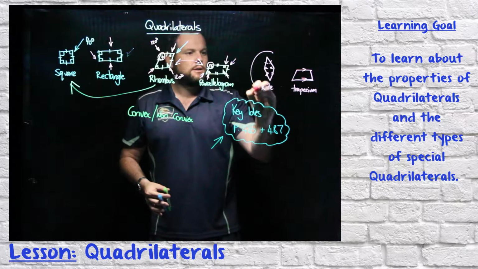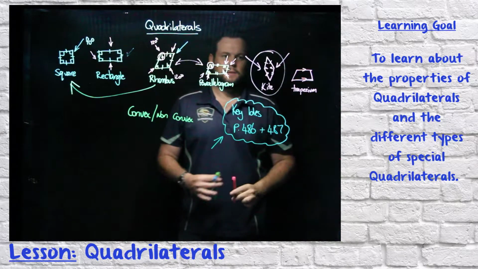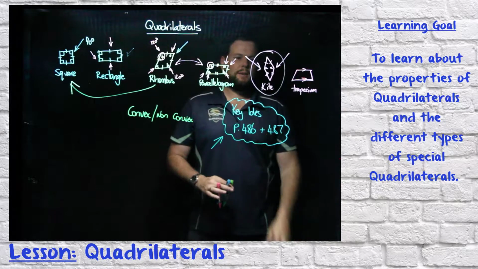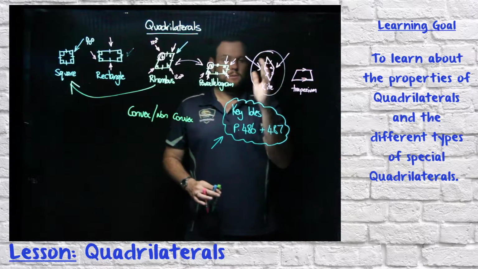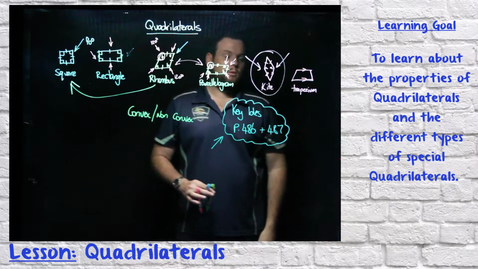A kite: these two angles are the same, and those two angles are the same. That's a really dodgy looking kite. I'm sorry I didn't draw that one better, but that's the thing to remember about a kite.